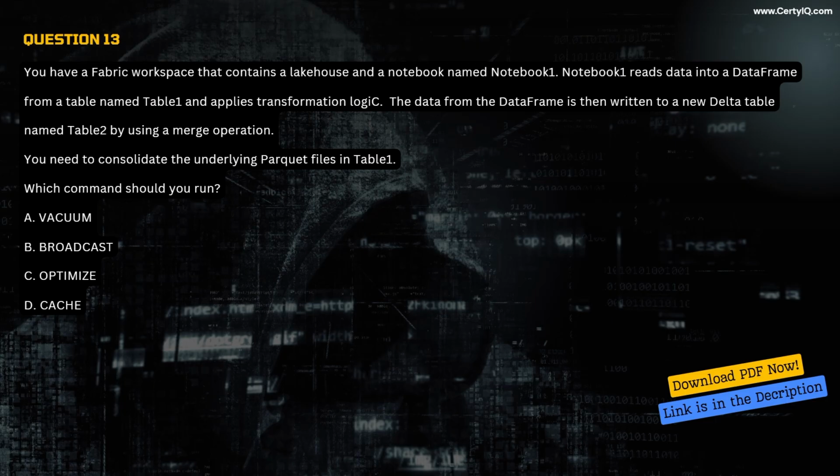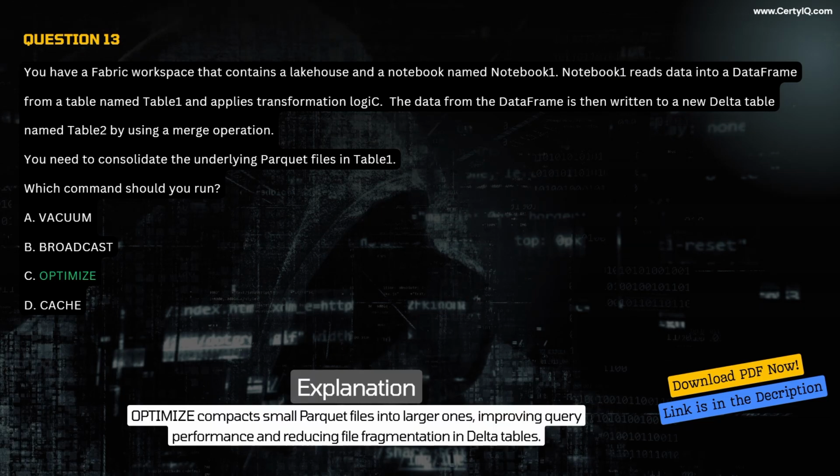Which command should you run? A. Vacuum. B. Broadcast. C. Optimize. D. Cache. Correct answer C. Optimize. Explanation. Optimize compacts small Parquet files into larger ones, improving query performance and reducing file fragmentation in delta tables.